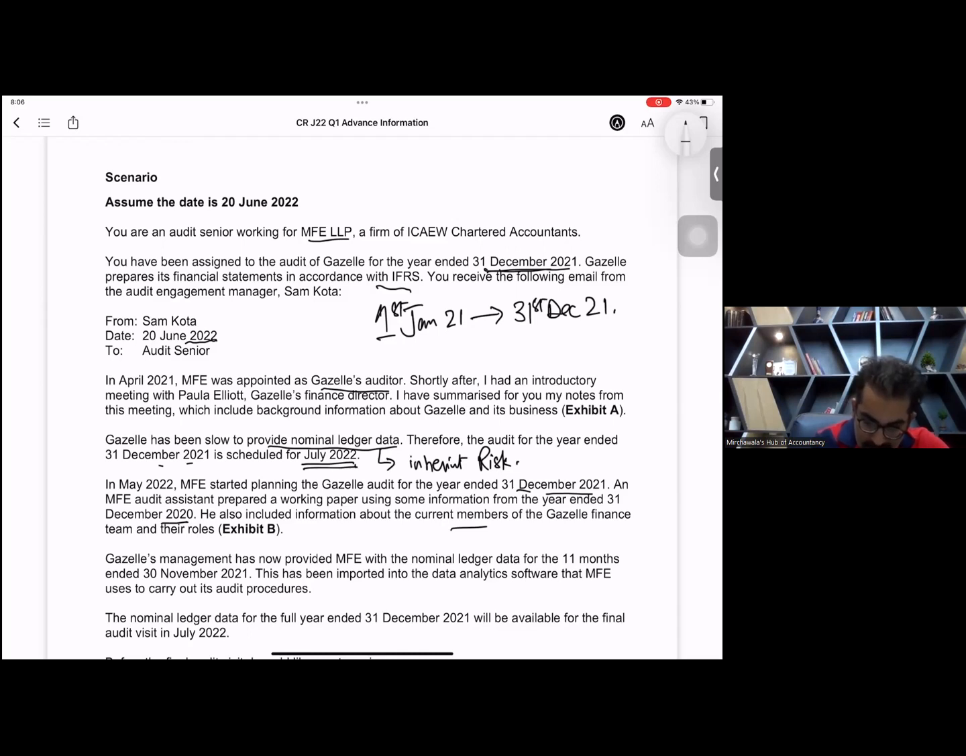Gazelle management has now provided MFE with the nominal ledger data for 11 months. See, I told you, in the advance information, you get the first 11 months of data. This has been imported into the data analytics software. Yes, this is inside your software as well.